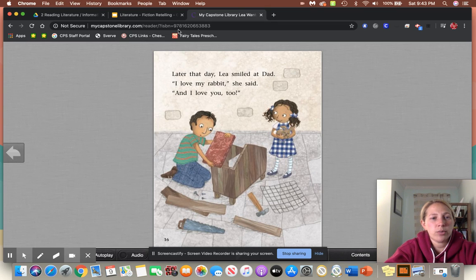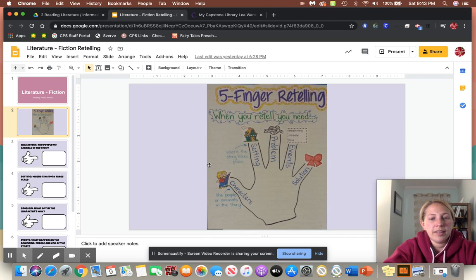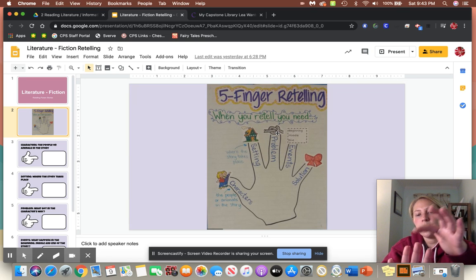Now let's go back to our retelling. Let's see. Could we name the characters? It was Leah and Dad. Where did the story mostly take place? It was at their house. The problem in the story was she wanted a rabbit but couldn't get one. The events. Now let's go back. We have to talk about what happens in the beginning, the middle, and the end.